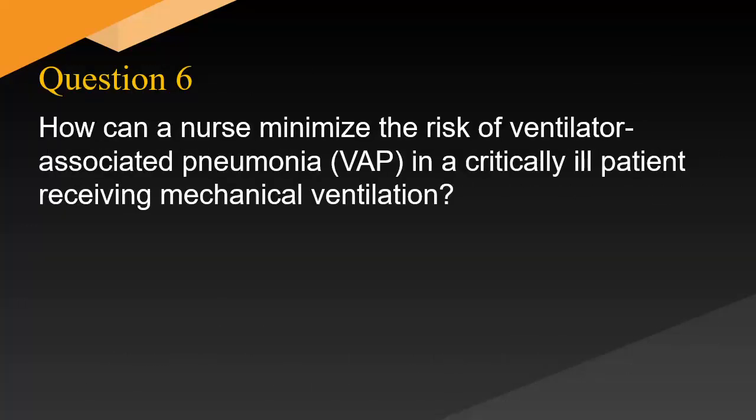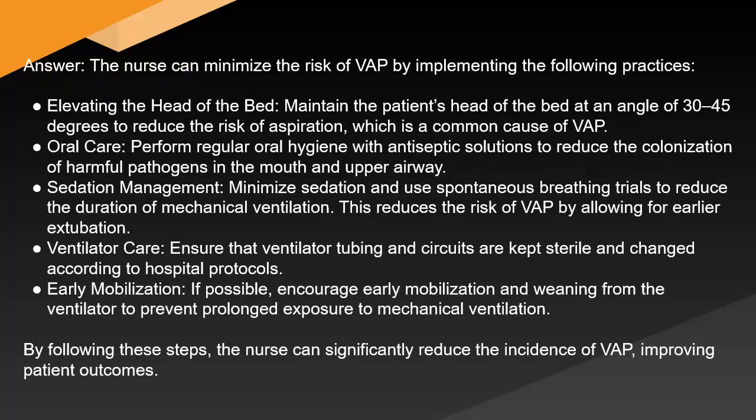How can a nurse minimize the risk of ventilator-associated pneumonia (VAP) in a critically ill patient receiving mechanical ventilation? Answer: the nurse can minimize the risk of VAP by implementing the following practices. Elevating the head of the bed: maintain the patient's head of the bed at an angle of 30 to 45 degrees to reduce the risk of aspiration, which is a common cause of VAP.